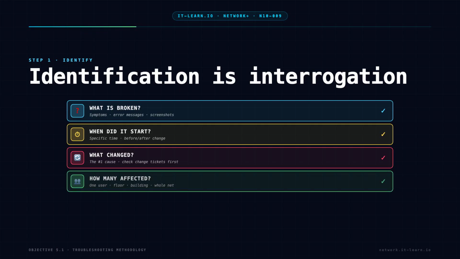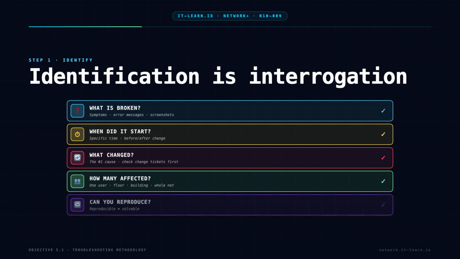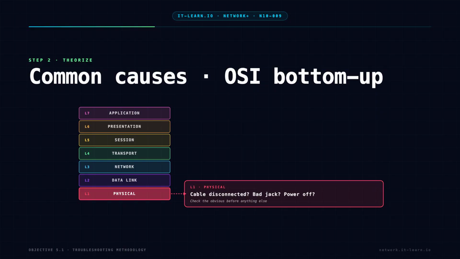Step 2. Establish a theory of probable cause. You have the symptoms, now you guess what's broken, but guess intelligently. Common causes first. Work the OSI model from the bottom up. Is it a cable, a bad switch port, an IP address conflict, a DNS issue, an app problem? Walk it from physical up to application. And do not skip the obvious. Is it plugged in? Is it powered on? Is the right VLAN assigned?